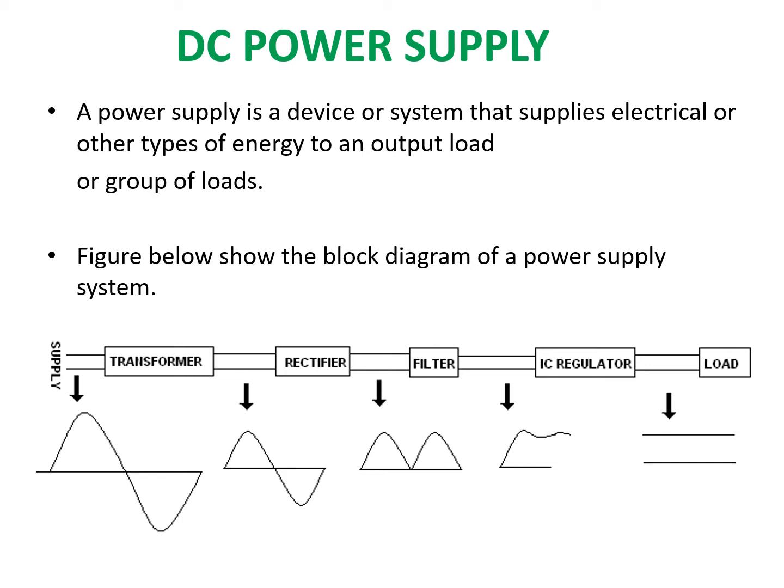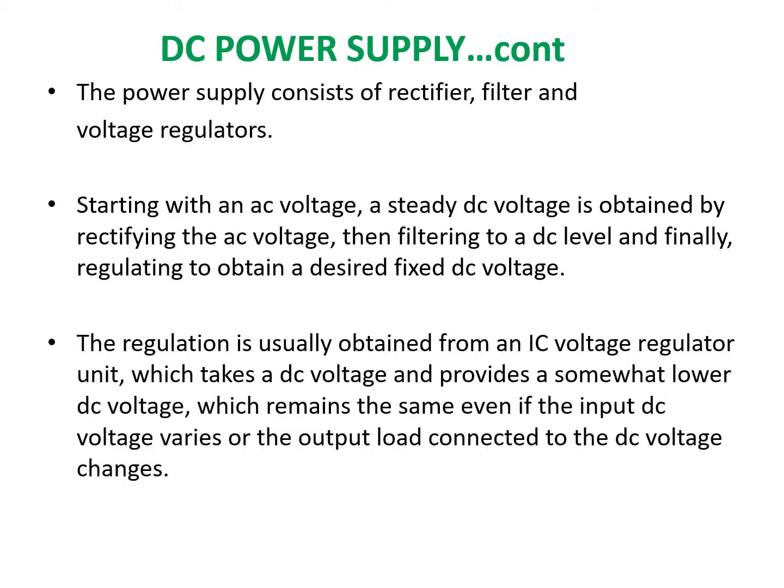You can have a 5 volt or negative 5 volt, depending on your IC regulator. So this is what consists in the power supply. It has a transformer, rectifier, filter, and voltage regulator. This is how it's explained how the AC becomes a fixed DC.